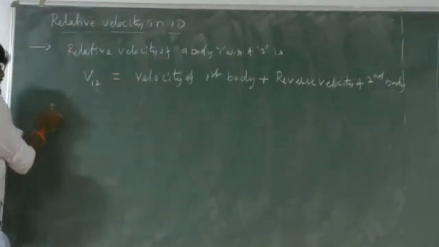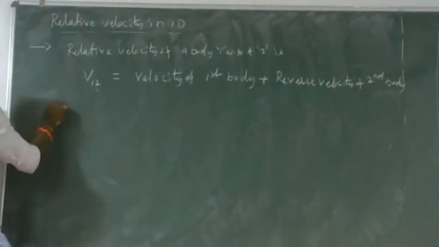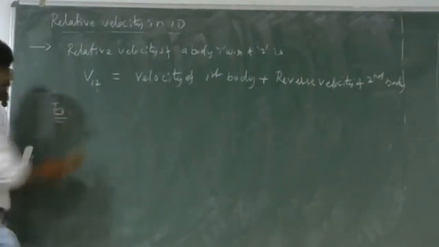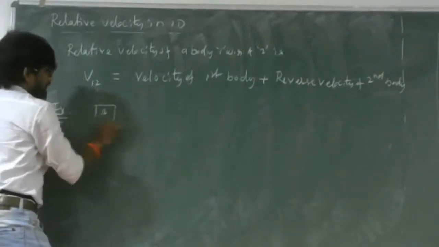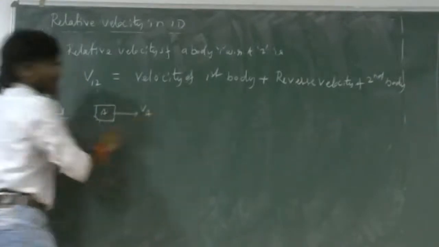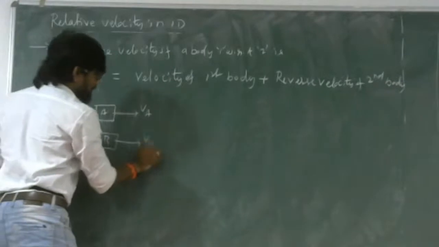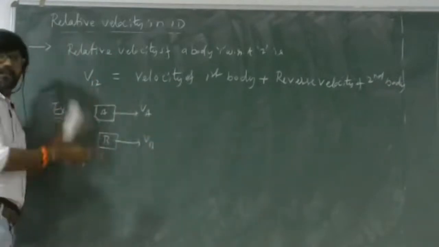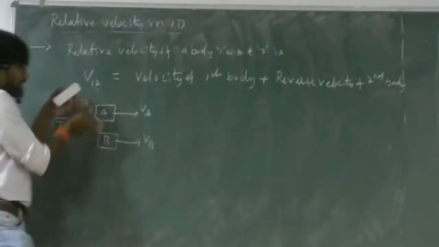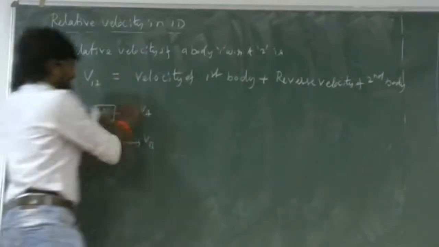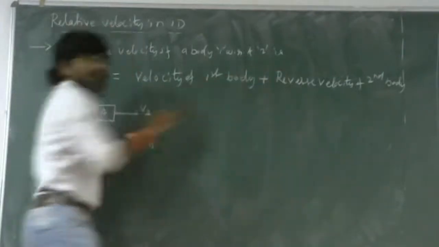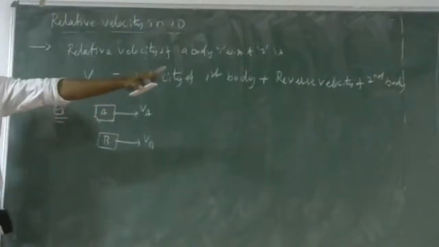Let us see, as a special case, some examples. If the body A is moving with velocity VA towards the right, and there is a body B which is moving with the constant velocity VB towards the right, and they are different, both are moving parallel, side by side, in the same direction.